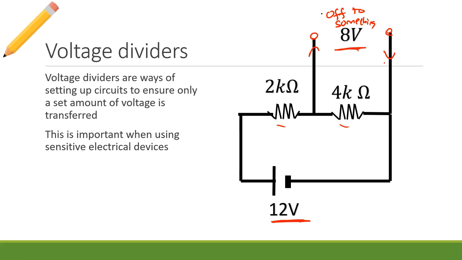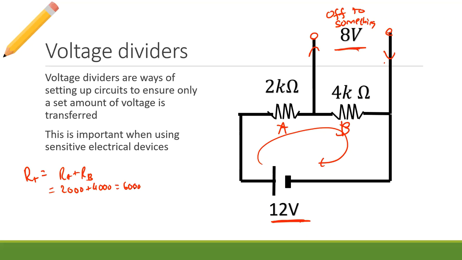What's the process? Well, let's take a look at these two resistors. If I wanted to look at the total resistance, let's assume this is a series circuit. I know that it looks like a parallel circuit, but for the moment, let's pretend that it's a series circuit. The total resistance is going to be RA plus RB, which is going to be 2000 plus 4000, which is 6000 ohms, or 6 kilo ohms. Remember K being 1,000.